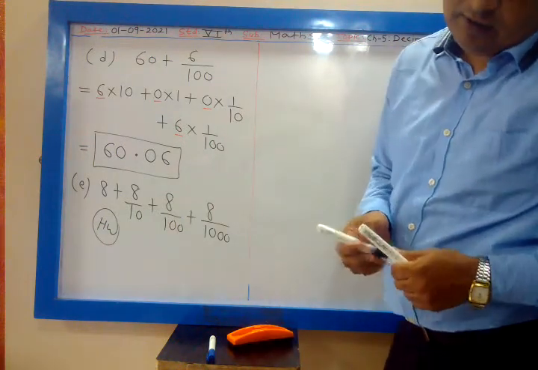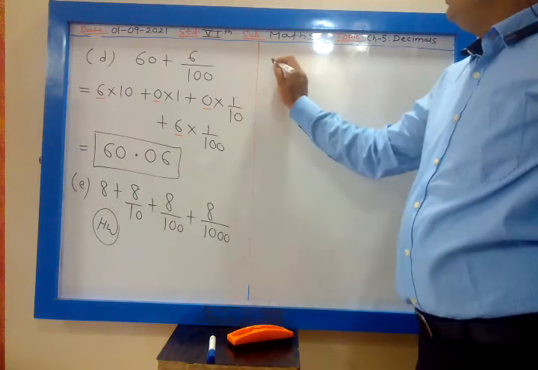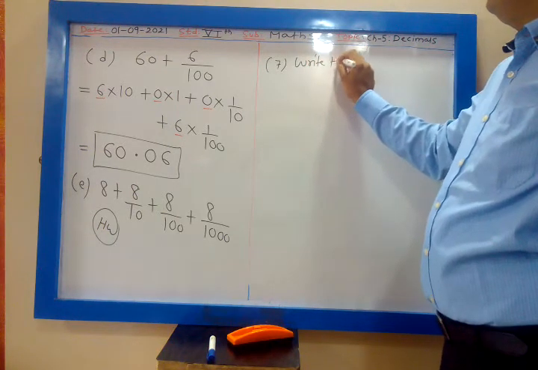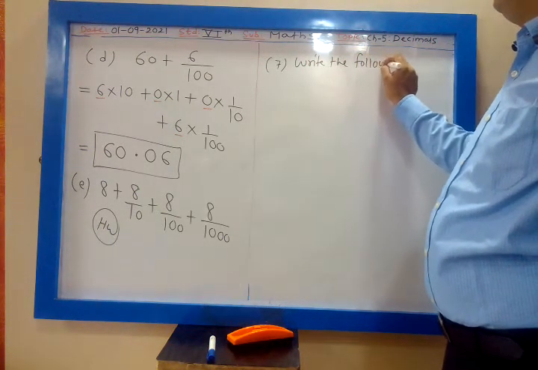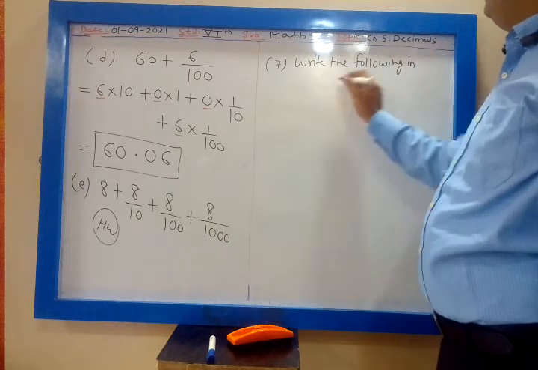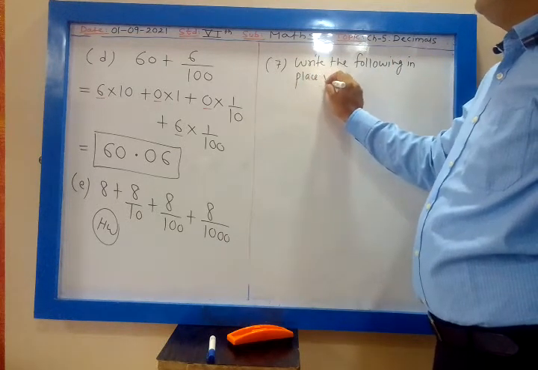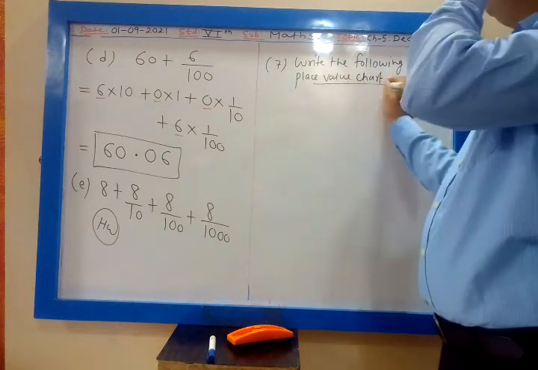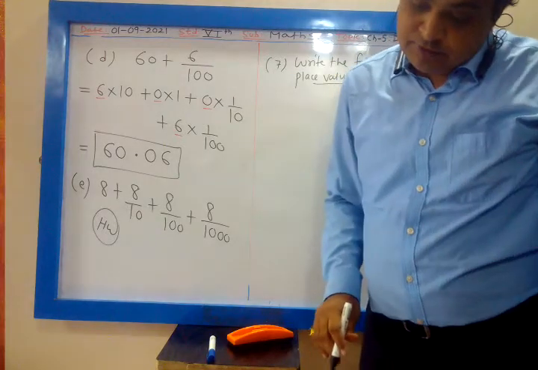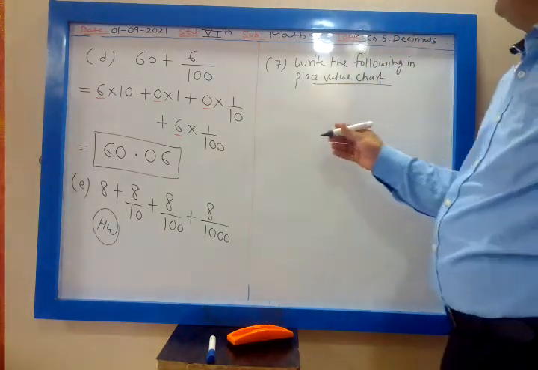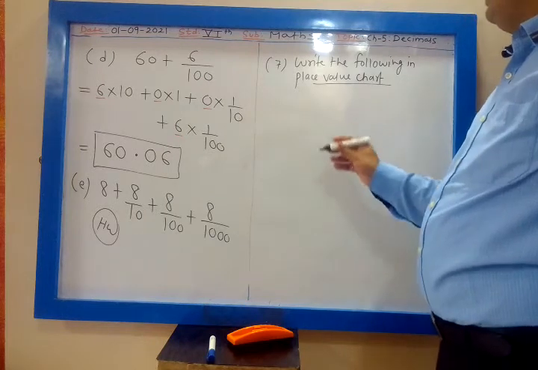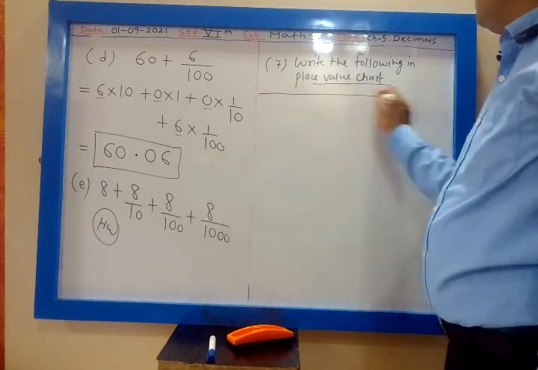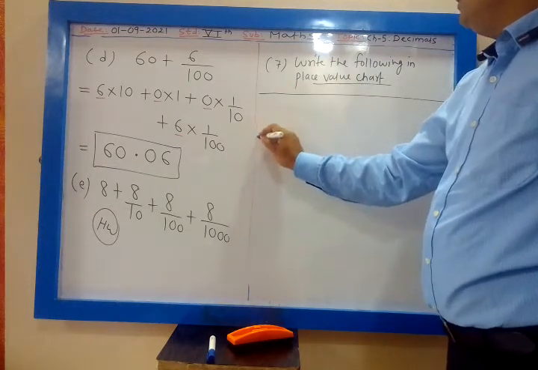Now write down the following in the place value chart. Seventh one. Write the following in the place value chart: 0.89. Okay, see that. Let me write everything in the place value chart. What is the place value chart, my dear?